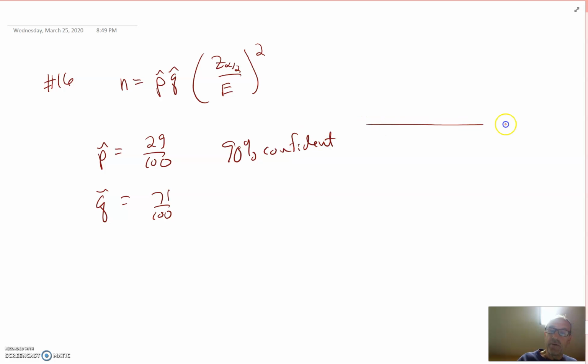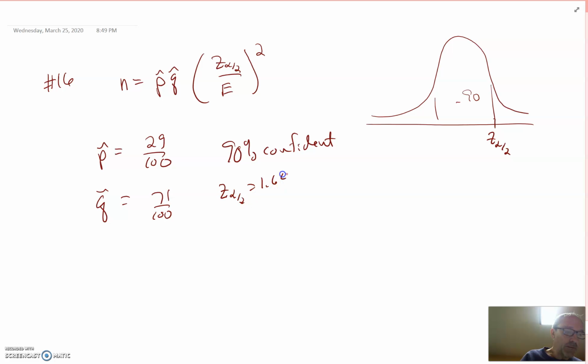So remember, confidence for 90, that's the middle 90. So we've got to find the z alpha over 2 using the InvNorm program or the InvNorm function on the calculator. Most of you have the program. So InvNorm, two tail, total area of the two tails has to be 10%, right? So your z alpha over 2 is 1.645.